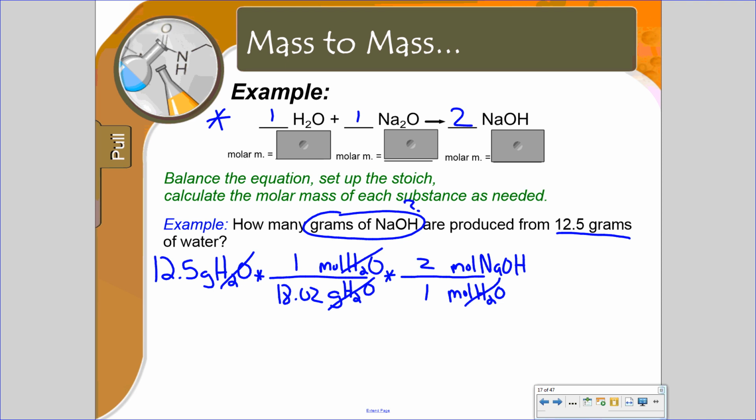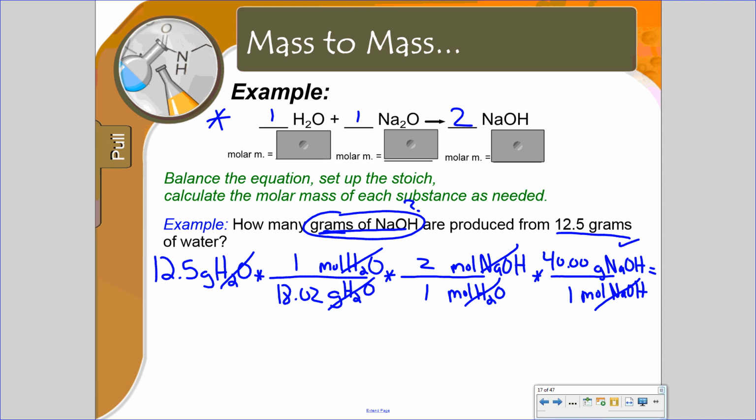If we stopped here, our answer would be in moles of sodium hydroxide, but we want grams of sodium hydroxide, so we have to keep going. And whatever unit's up top comes down on bottom. And now we can go to grams of sodium hydroxide. And 1 mole of sodium hydroxide is equal to the molar mass of sodium hydroxide, which is 40.0. Now we stop here because we want grams of sodium hydroxide and then grams of sodium hydroxide.